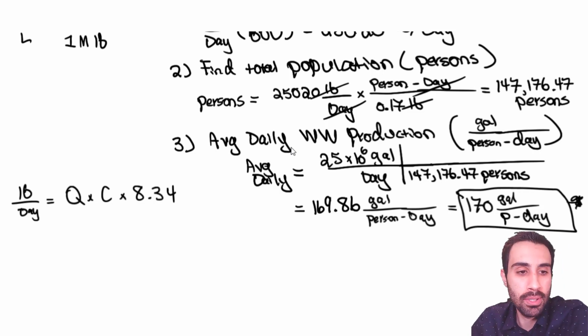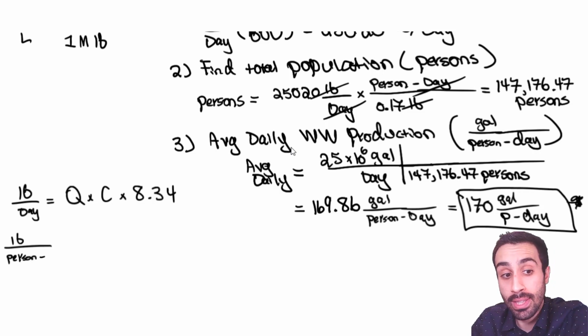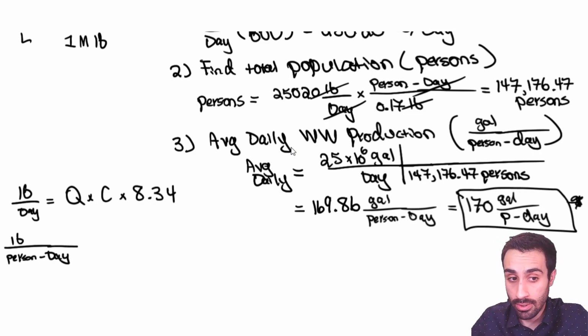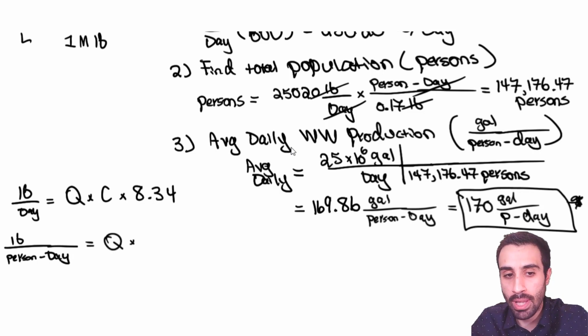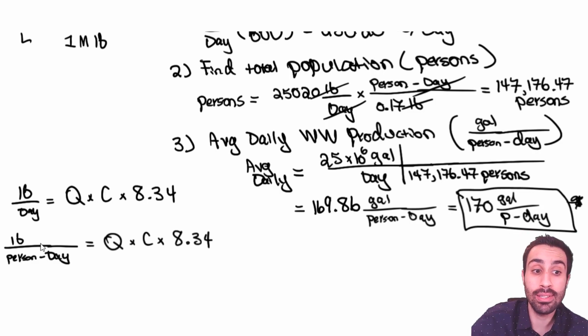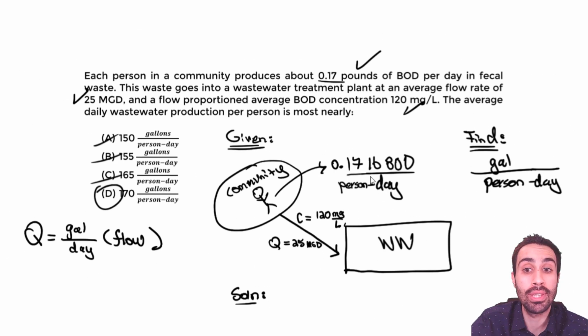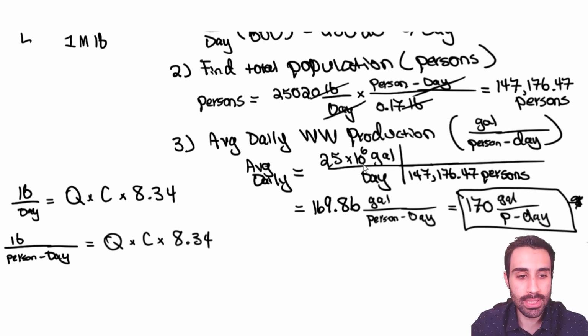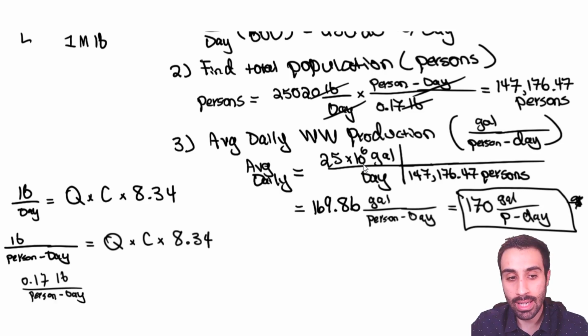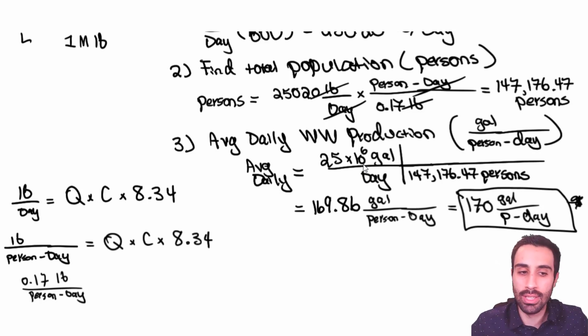So now we can change this up a little bit. We can say it's pound per person, and we can put the day portion, it's still there. This pound per day is still there, so that's good. Then we say the Q value multiplied by C multiplied by 8.34. Why this is important? Because we can take the pound per person per day value that we're given, which is 0.17. So what that means is I can take 0.17 pound per person per day, and I still have that pound per day, but now that person is going to be at the bottom. We're not going to touch that. That's fine. Let's keep it there.